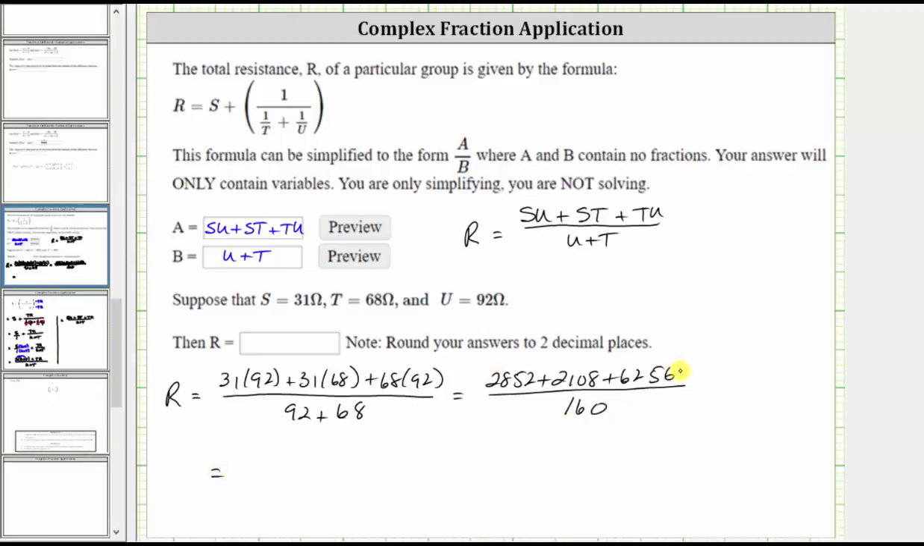The sum in the numerator works out to 11,216, and 11,216 divided by 160 is exactly 70.1. So the resistance is 70.1 ohms. Notice how if the quotient doesn't come out nice, we are asked to round to 2 decimal places. I hope you found this helpful.